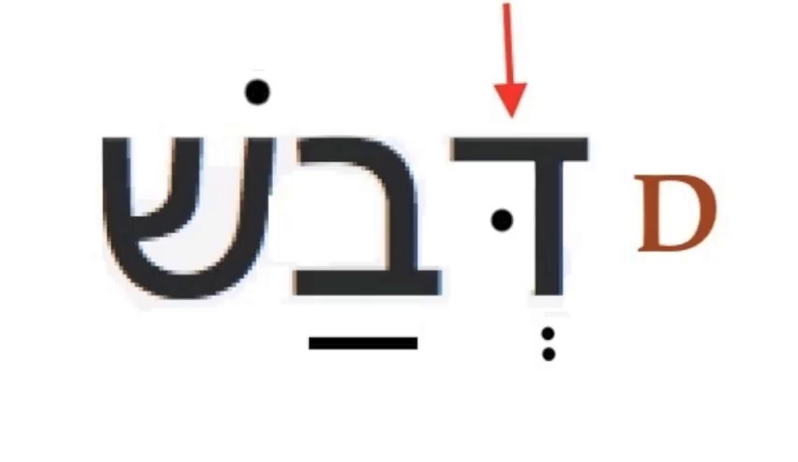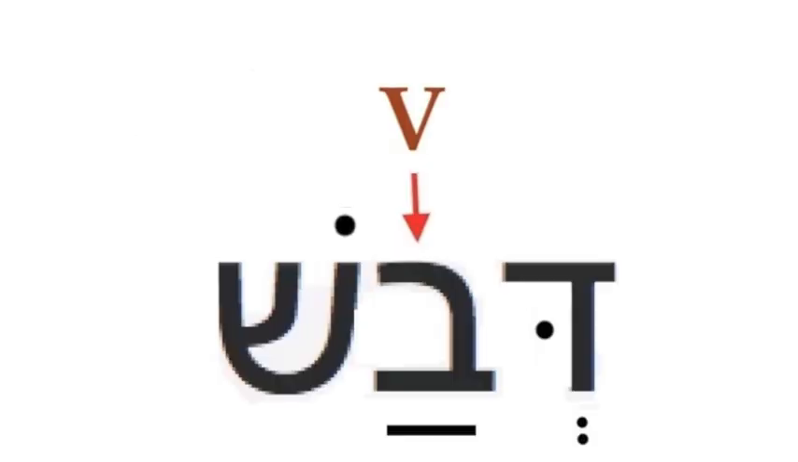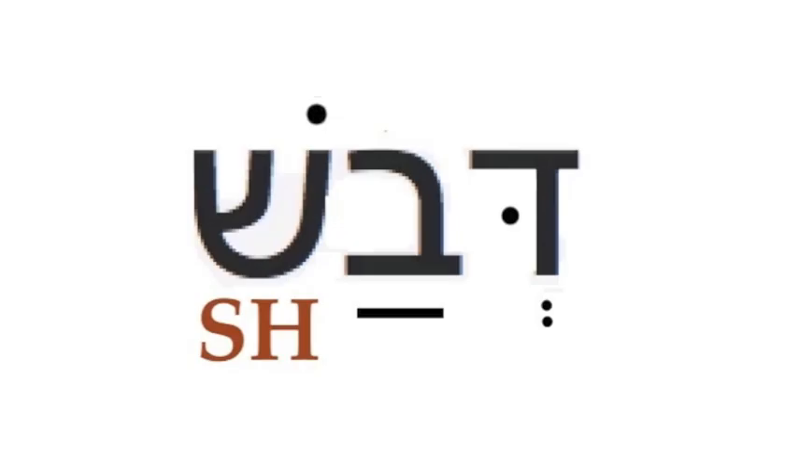Remember, with or without the dot or dagesh in the Dalet, the sound is the D sound. Now look at the second letter, the vet, with the V sound. Remember, with the dot, it's B. Without the dot, it's V. Now we're jumping ahead a little with the last letter. We'll go through it in a future lesson, but it's the sh sound as in ship.